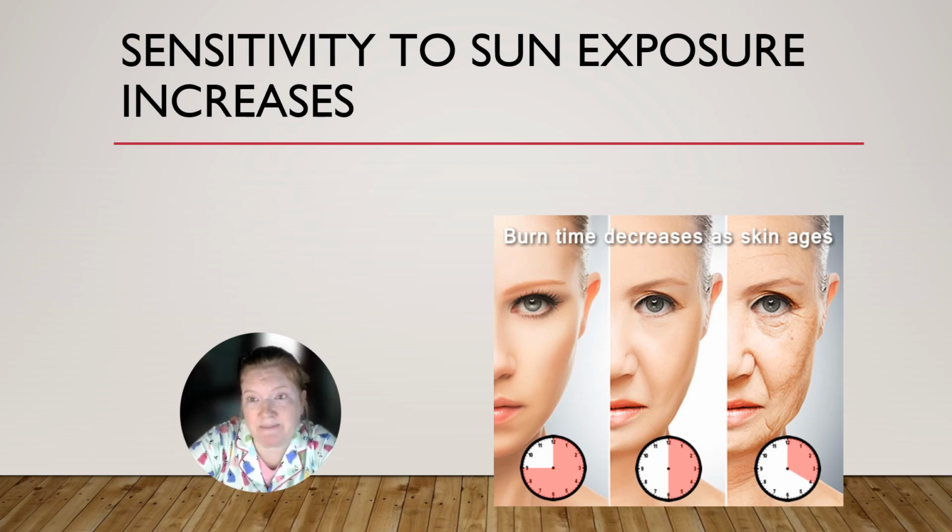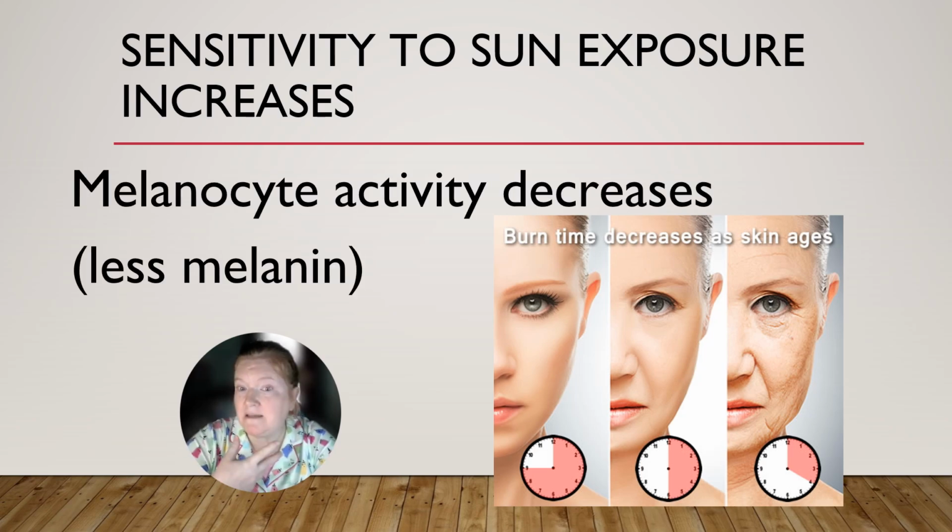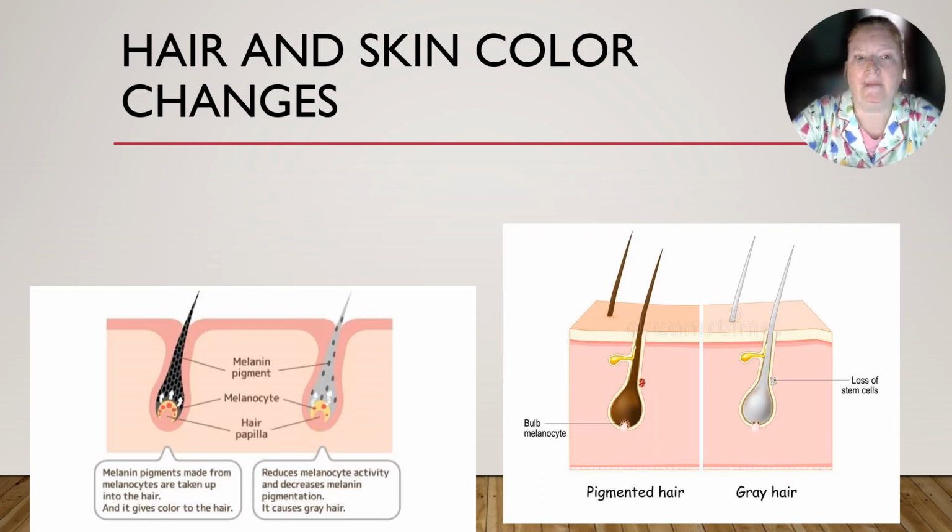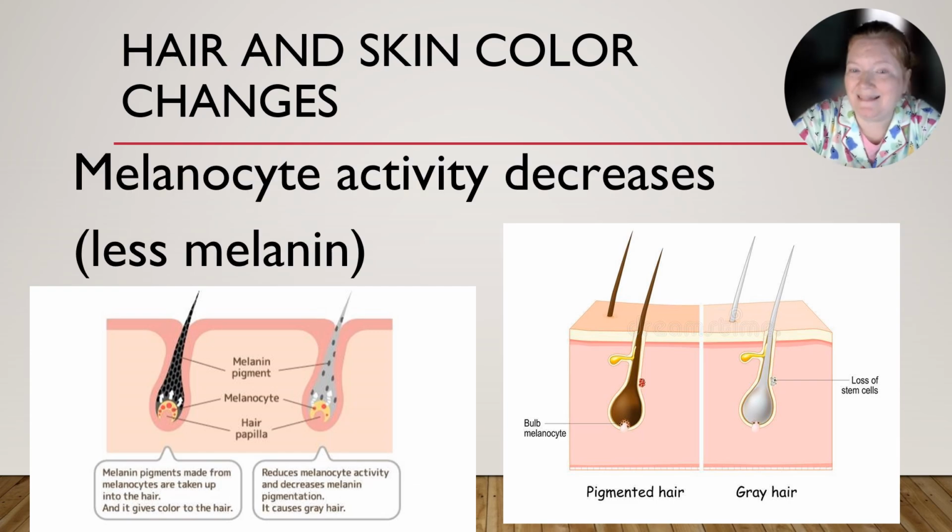Sensitivity to sun exposure increases because melanocyte activity decreases. There's less melanin. So you're noticing a trend, right? Everything slows down, gets thinner, more brittle as we age. Skin and hair color change. Again, less melanin, less melanocyte activity.